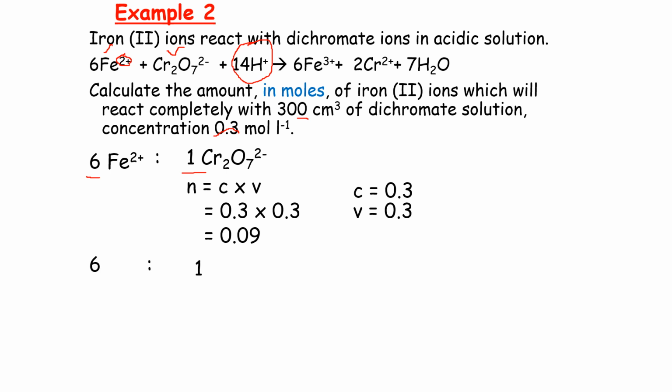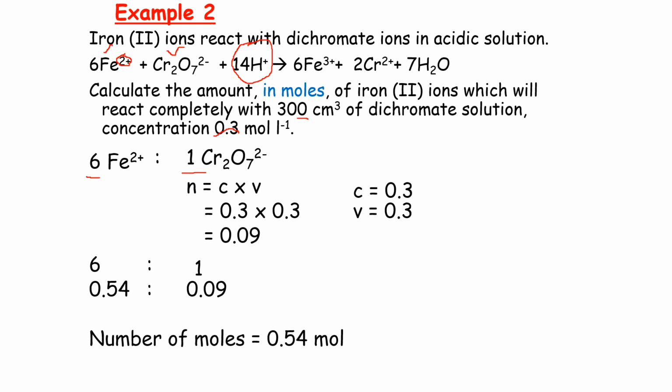Now it's a 6:1 ratio, so if 1 mole of dichromate ions has a number of moles of 0.09, I'm going to multiply that by 6 to get my number of moles of iron 2 ions, so 0.54. And that's your final answer. All it's asked for is the number of moles. That does sometimes happen. It would be worth fewer marks because you're obviously not then taking that number of moles and going on to the next one.